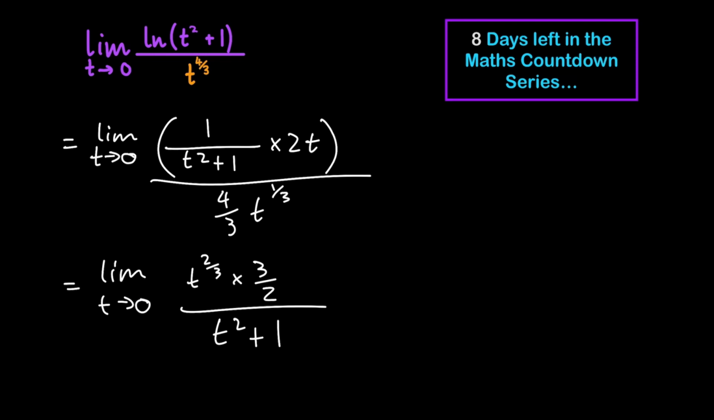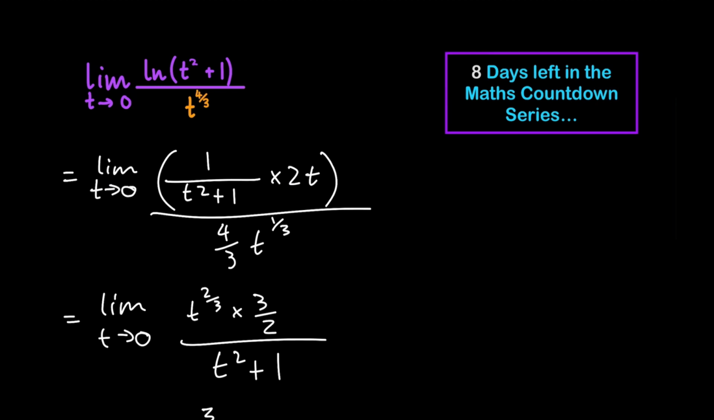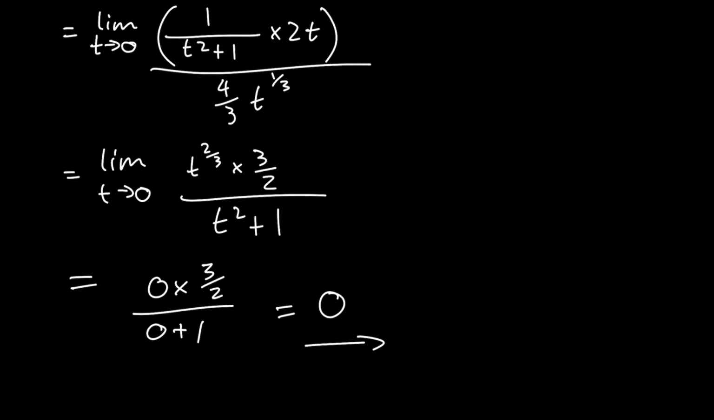So if we were to substitute in 0, we see that our denominator would not equal 0, so we can therefore go ahead and do this. So in our denominator, we will have 0 plus 1, and in our numerator, we will have 0 times 3 over 2. And our numerator then goes to 0, and we have 0 divided by 1, which is then just 0. And therefore, we have solved the limit of the natural log of t squared plus 1 over t to the power of 4 over 3 as t approaches 0. And we've said that the solution is just 0.